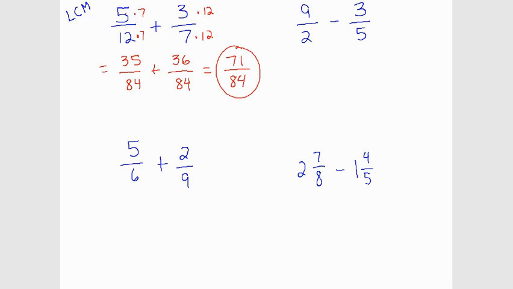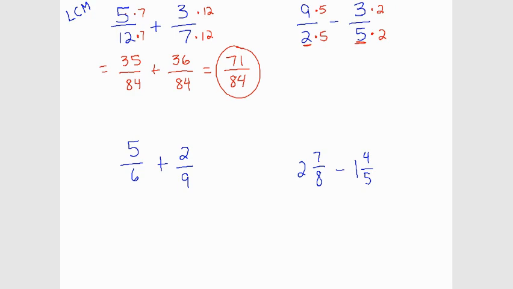Okay, so let's look over a subtraction problem now. 9 halves, minus 3 over 5. So again, we're going to look for a common multiple between 2 and 5. It's very common to know that their greatest common divisor is 1. So I can multiply this by 5 and multiply this by 2. But again, whatever I'm doing to the bottom, I have to do to the top. So I'm multiplying 9 by 5 and I'm multiplying 3 by 2.